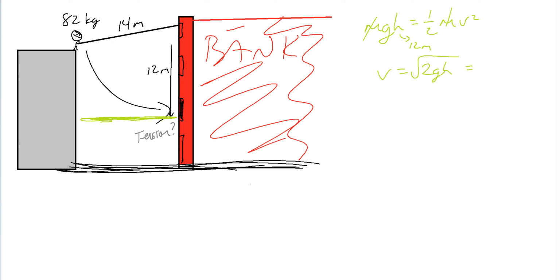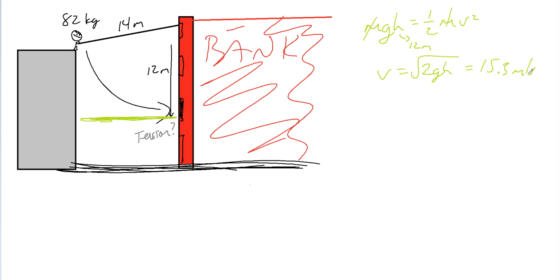So if I punch that in, he's going to be at the window about 15.3 meters per second. That's how fast he's going when he gets to the window at the bottom of the little circular path. All right, so now that I have that, I can work on my tensions.